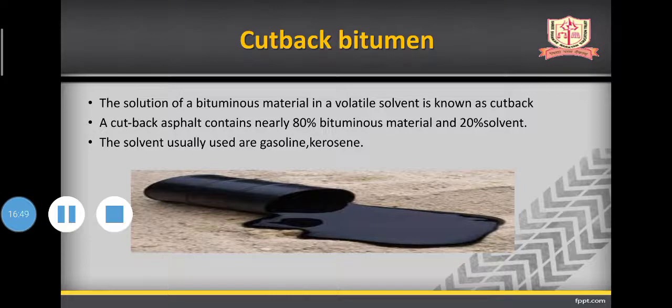The next one is cutback bitumen. The solution of bitumen in a volatile solvent is known as a cutback. When we mix the bitumen in a volatile solvent, meaning gasoline or kerosene, the material formed is known as cutback bitumen. Cutback asphalt contains nearly 80% bitumen material and 20% solvent, meaning we take 80% bitumen and mix it in the solvent, and the product we get is cutback bitumen. The solvent usually used is gasoline or kerosene.